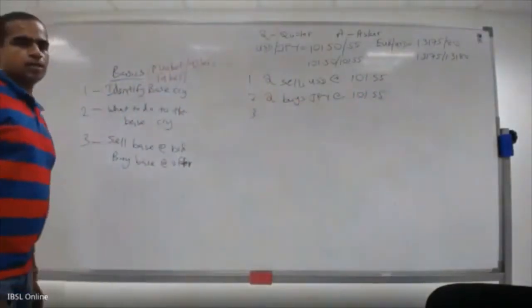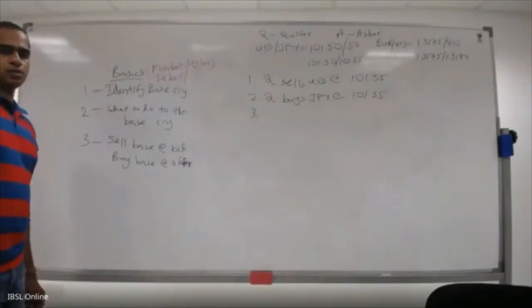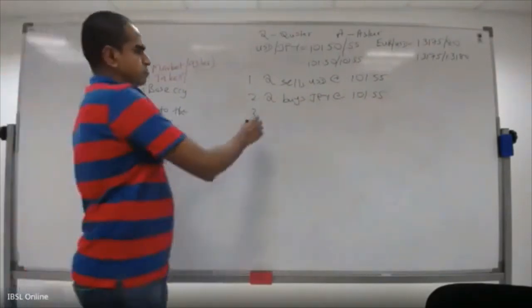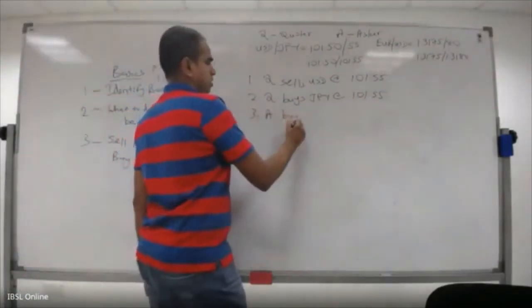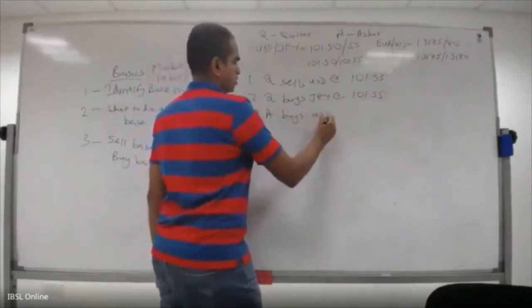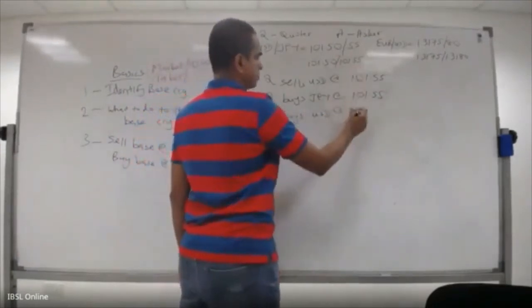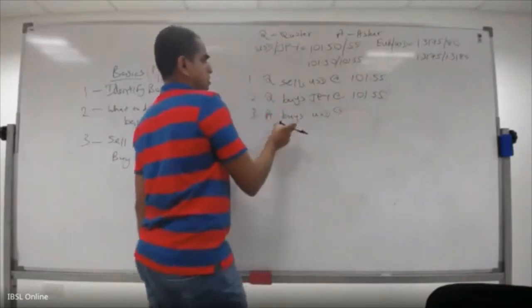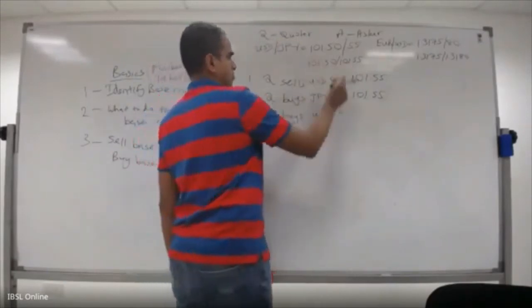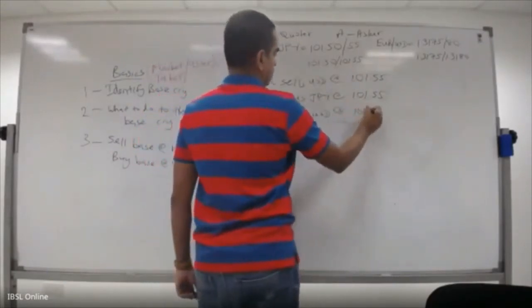Third one, at what rate the asker buys dollars on dollar yen? Asker buys dollars on dollar yen at the offer. Because dollar is the base currency, you need to buy the base at the offer. And that is 101.55.